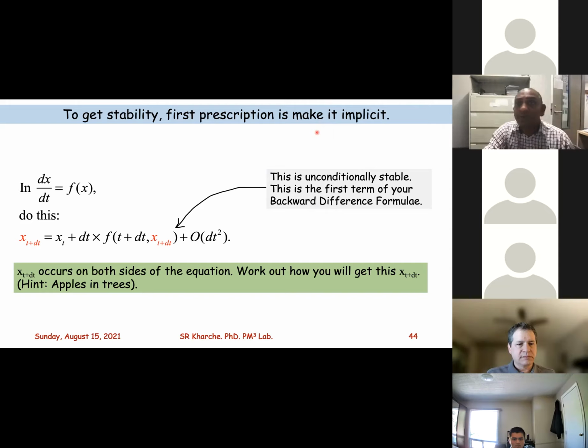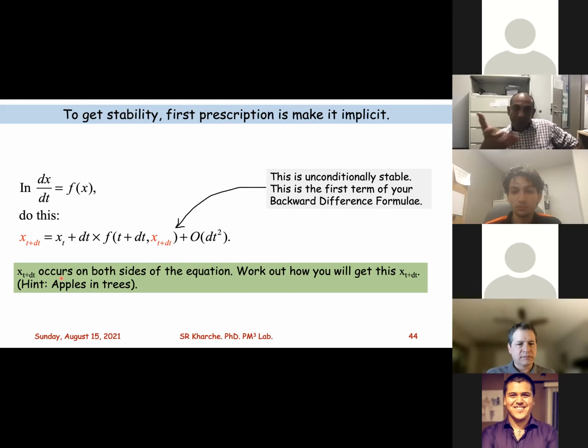And as a piece of information, you might wonder, you have x(t plus dt) on one side of the equal to sign, and you have x(t plus dt) on the other side of the equal to sign. How will you solve for x(t plus dt), given that you know f and x at t? The solution was provided by one Isaac Newton, and you go through several iterations, okay? And you then converge to your solution x(t plus dt).